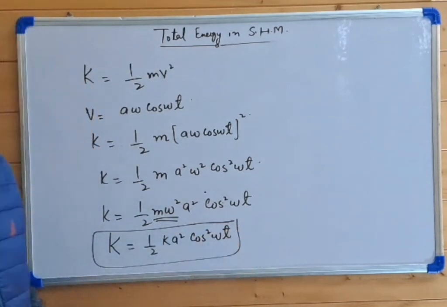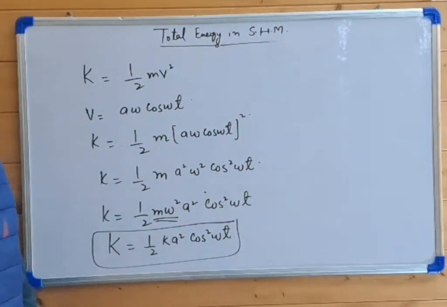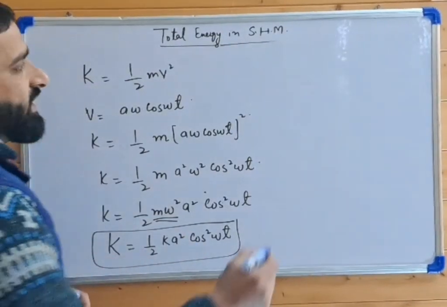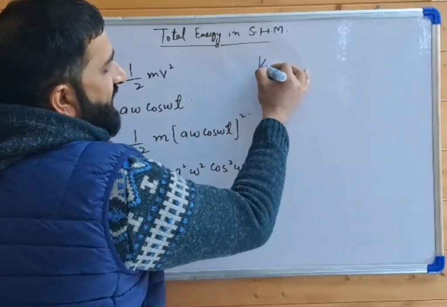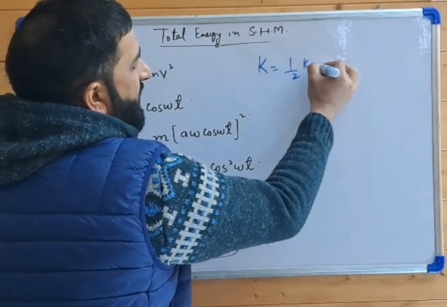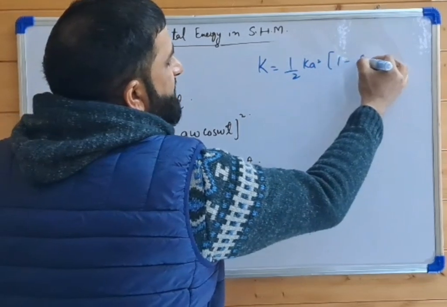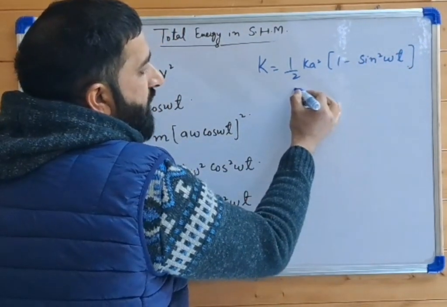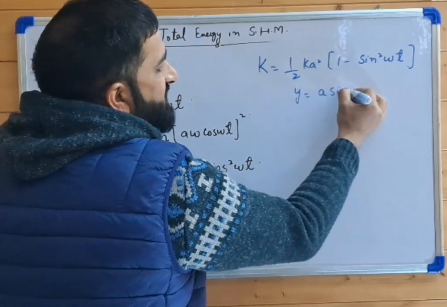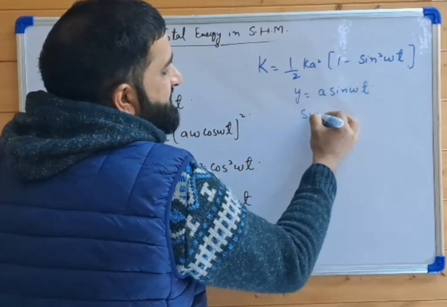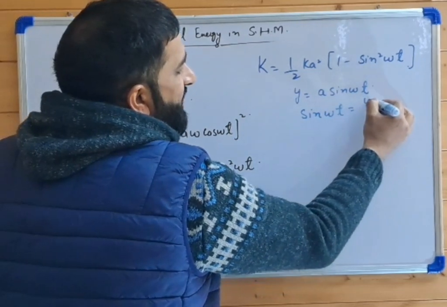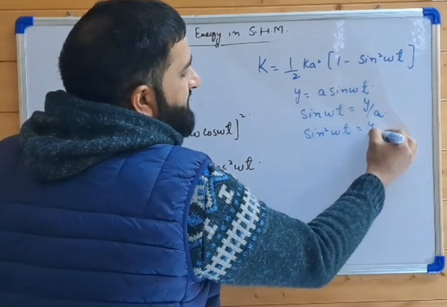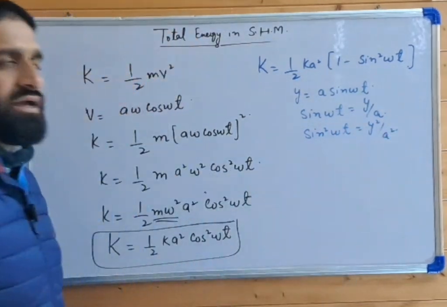This is one expression of kinetic energy. Now we know that cos square omega t is 1 minus sin square omega t. So it is written as K is equal to 1 by 2 k A square into 1 minus sin square omega t. Now y is equal to A sin omega t. So sin omega t can be written as y divided by A, and sin square omega t can be written as y square by A square.